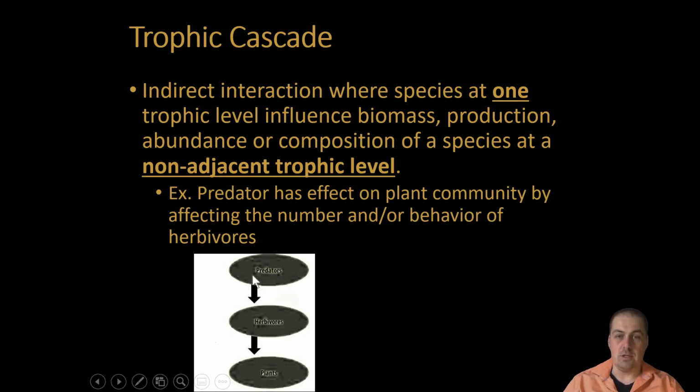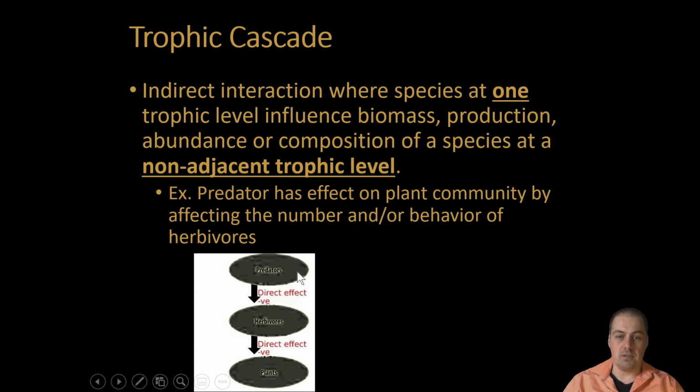So this is a really simple food chain. At the top, you have your secondary consumer, which is also known as your apex predator. Underneath, you have your primary consumer, which in this case is a herbivore. And at the bottom, you have your primary producer, which includes plants.